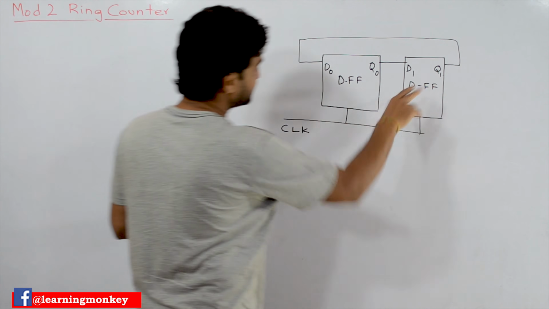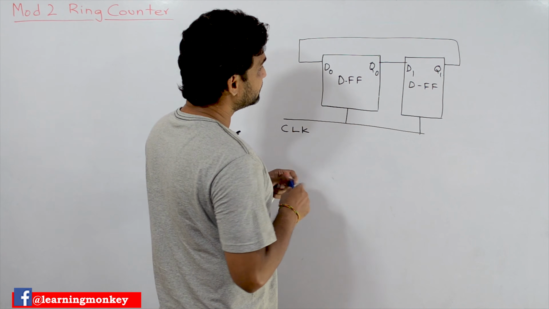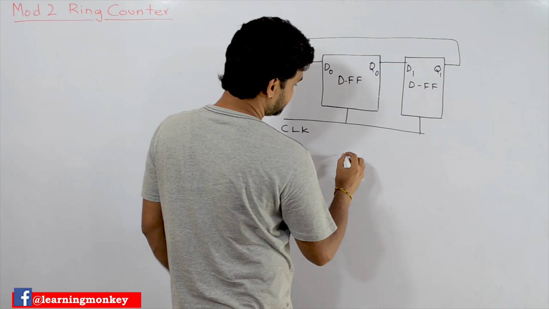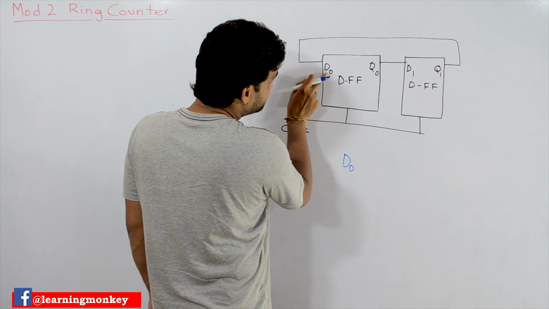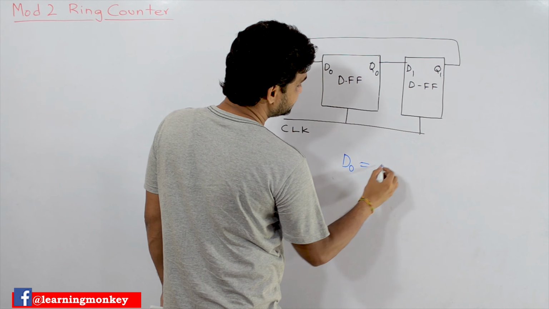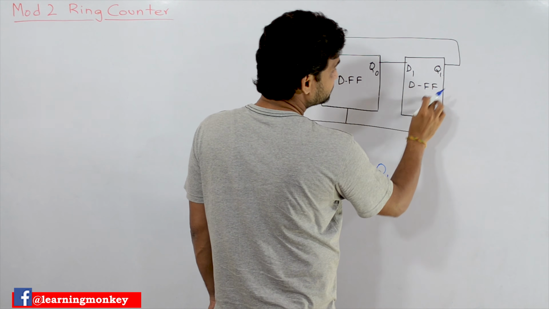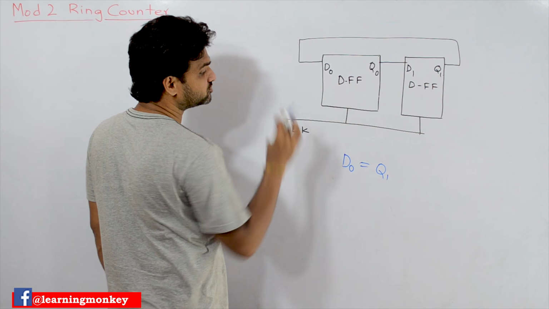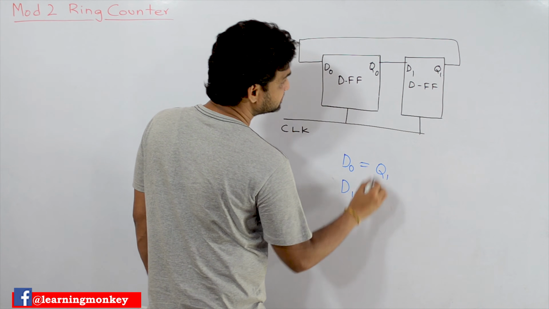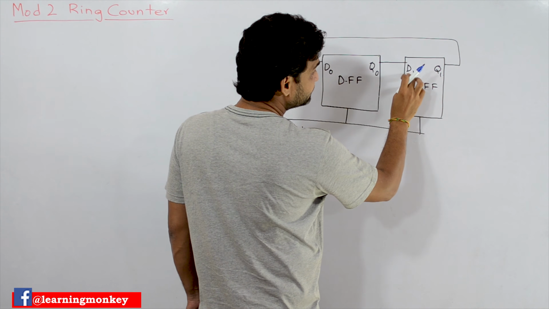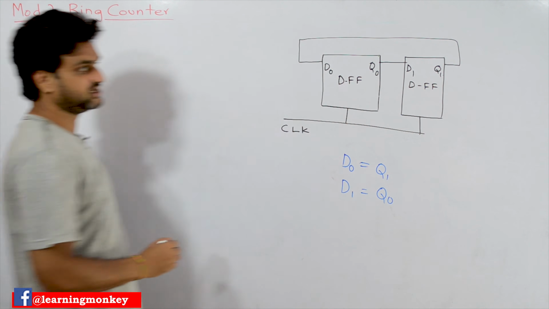So from this diagram, what we can see is the value of D naught. If you take D naught as the input of this D flip-flop, it is always equal to Q1. Whatever is there at Q1 will be provided as the input D naught. And similarly, the input D1 is the same as Q naught. This is one of the observations that we need to note.